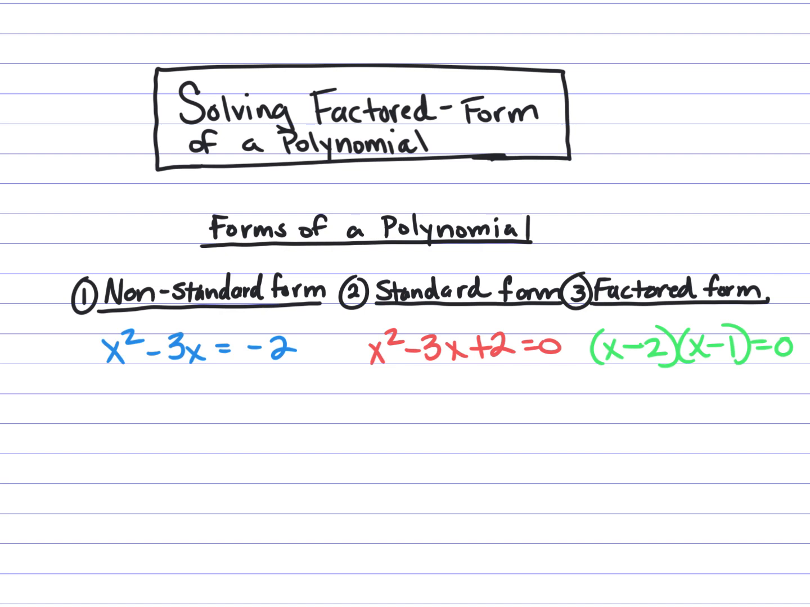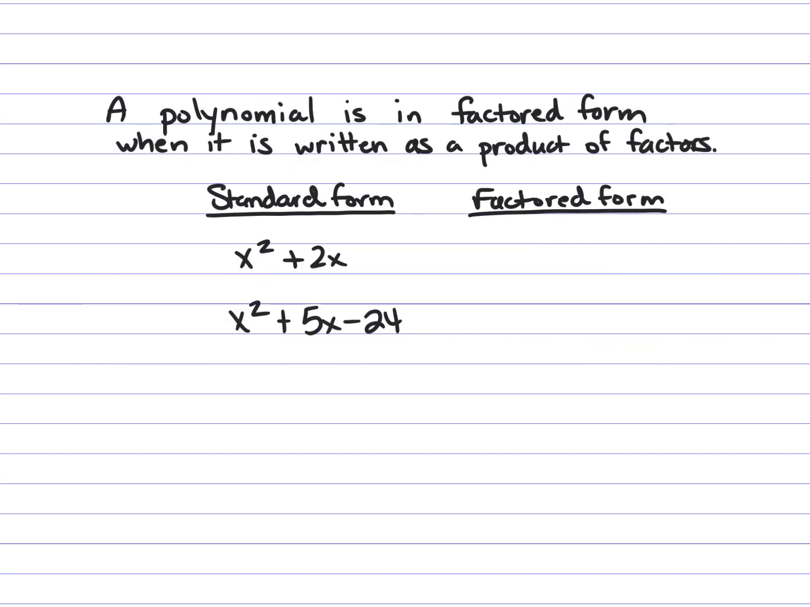You can see that here, those two parentheses are being multiplied by each other. A polynomial is in factored form when it is written as a product of factors. Here I have some examples that are in standard form, and then I'm going to show you what they look like in factored form. I'm going to teach you how to write polynomials in factored form, or factor them, I should say. But right now, I just want you focused on what is changing, what it looks like, recognition, so that if you see factored form, you know what to do with it.